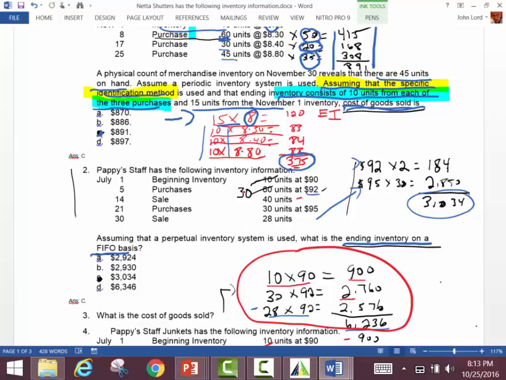Then they buy 30 more and they sell 28. If we're doing first in, first out, which one should we grab first? We grabbed 28 of those, so there's only 2 of those left now, and we sold all 28 of those using first in, first out. So if you look over here in our ending inventory, we've got 2 of these 92s, and we've got all 30 of these 95s.